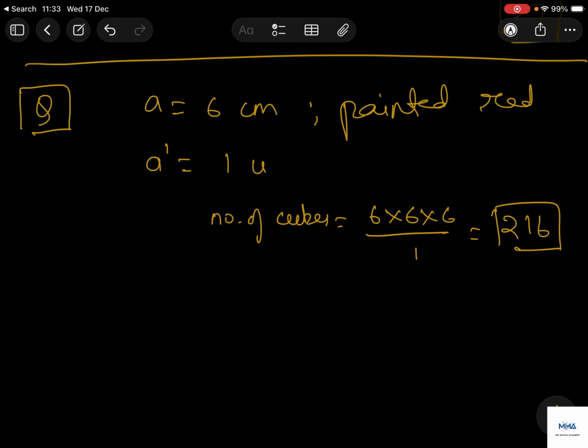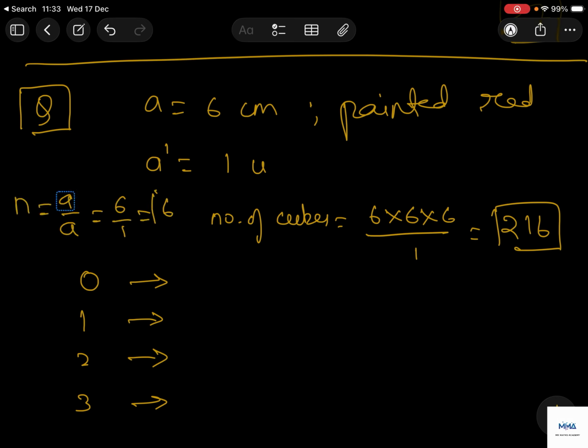Okay, now you will be asked to find out the number of cubes with 0 surfaces painted, 1 surface painted, 2 surfaces painted, and 3 surfaces painted. Now we've already discussed the formula to find n is a by a dash. So here it is going to be 6. The formula to find out the number of cubes with 0 surfaces painted is (n minus 2) whole cube.